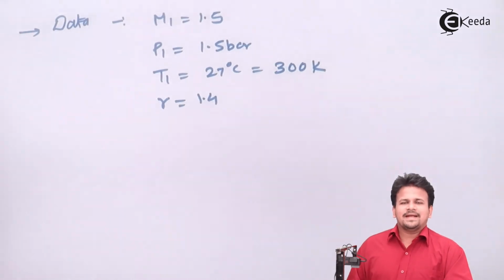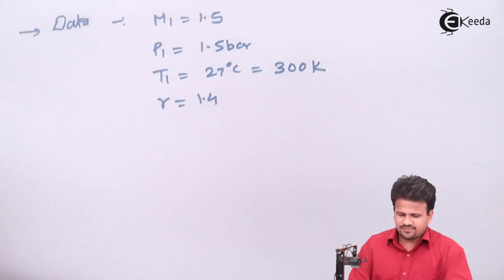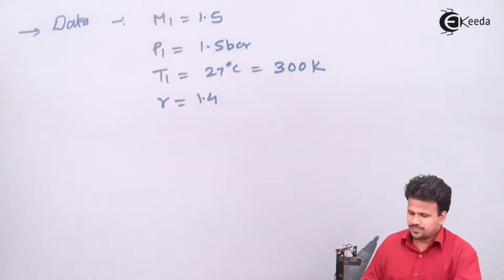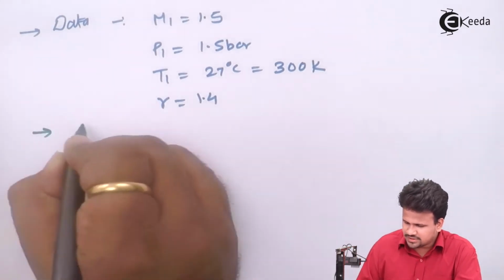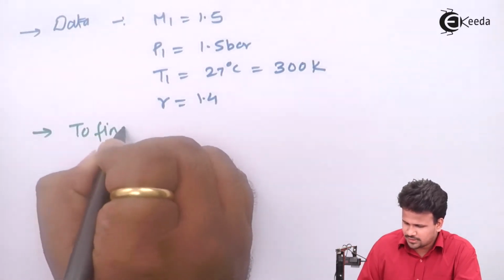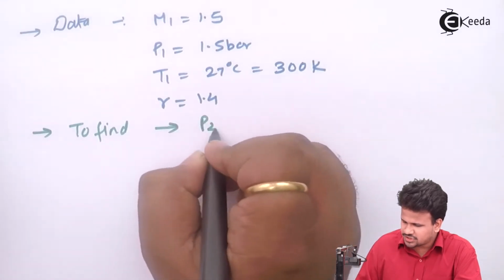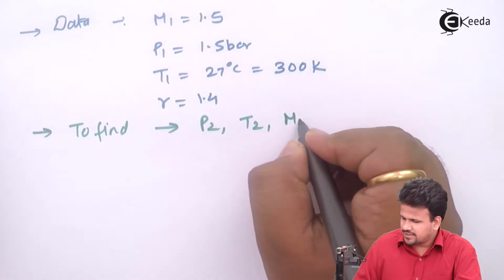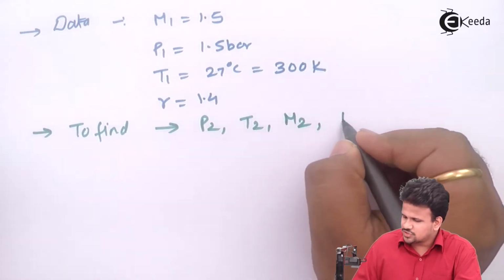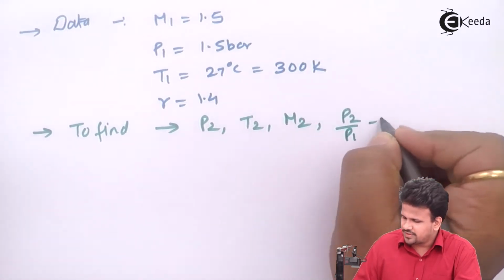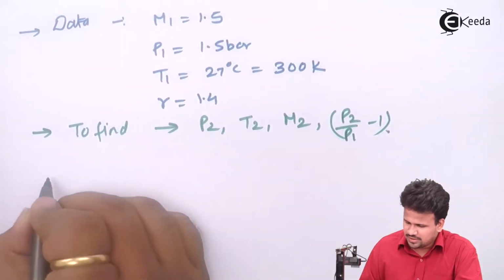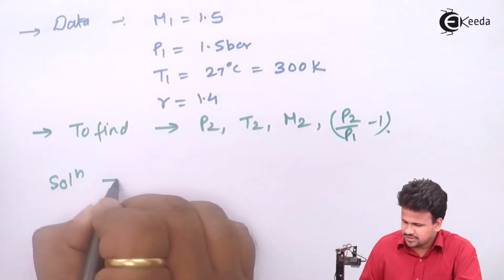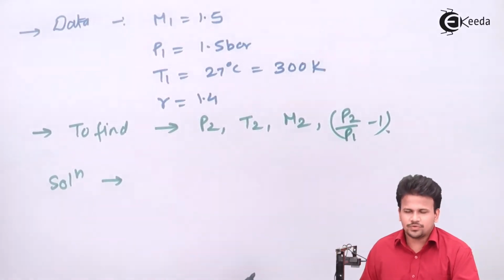So now let us calculate the final pressure at the downstream. They have told us to find the downstream pressure, downstream temperature, then Mach number at the downstream, as well as the shock strength P2 upon P1 minus 1. So let us start with the evaluation. Let us start with P2 over here.